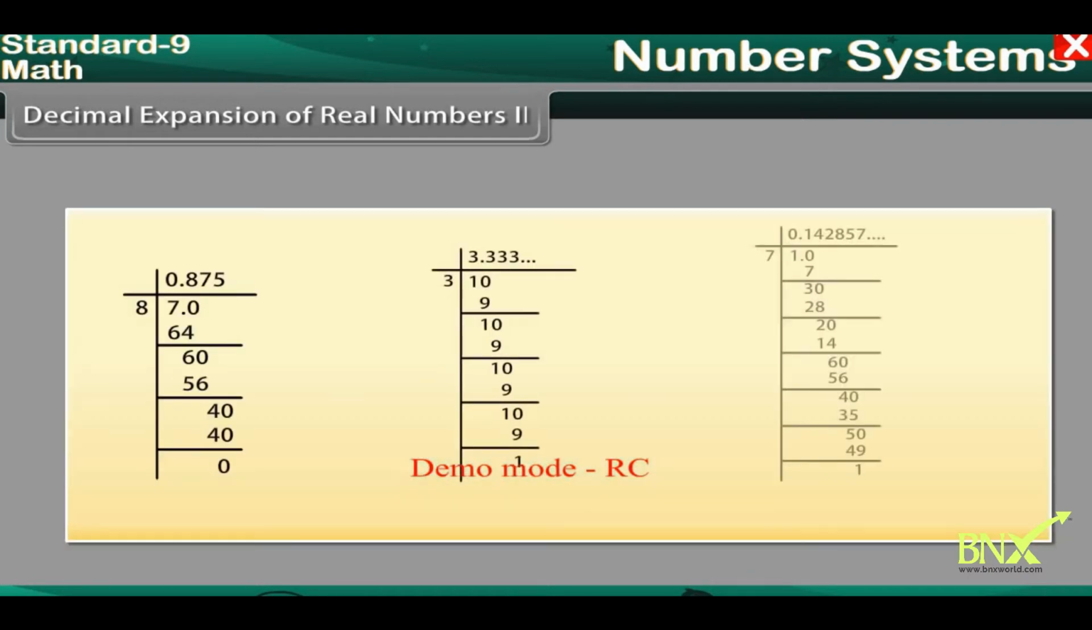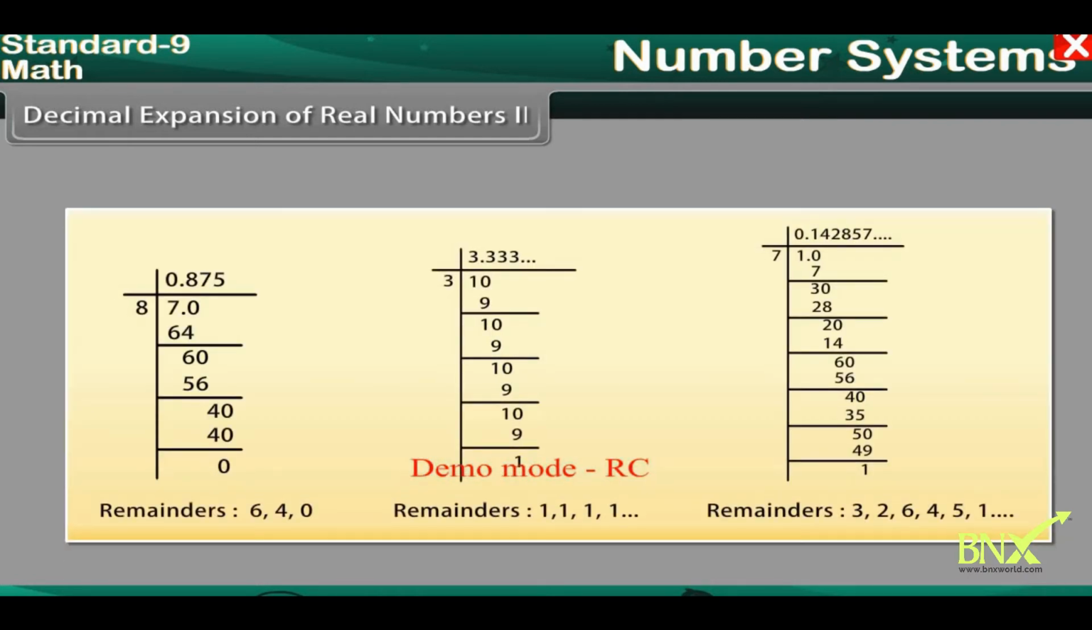Decimal expansion of real numbers too. Did you notice something here in all these examples? Notice that here the remainders either become 0 after a certain stage or start repeating themselves. Let us go through these cases one by one.